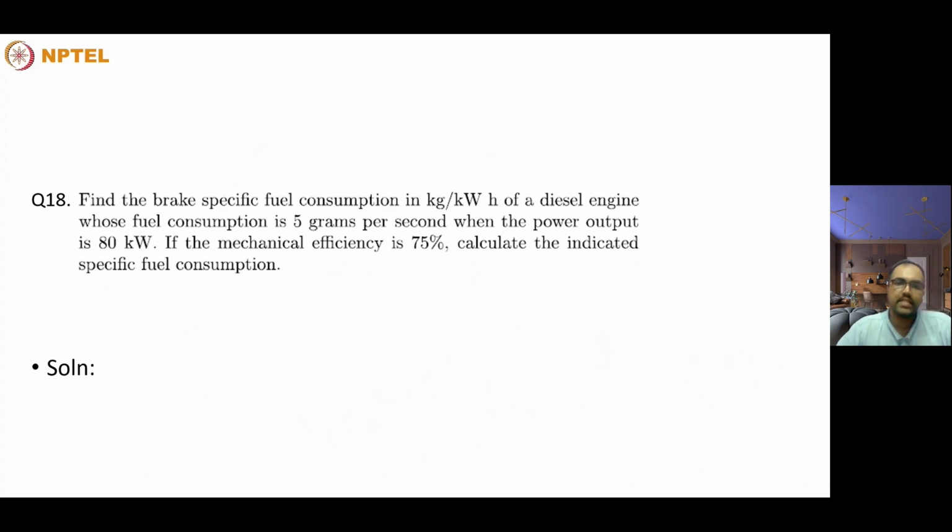We have to calculate the brake specific fuel consumption, in terms of kilogram per kilowatt hour, of a diesel engine whose fuel consumption is 5 grams per second when the power output is 80 kilowatt. If the mechanical efficiency is 75%, calculate the indicated specific fuel consumption.